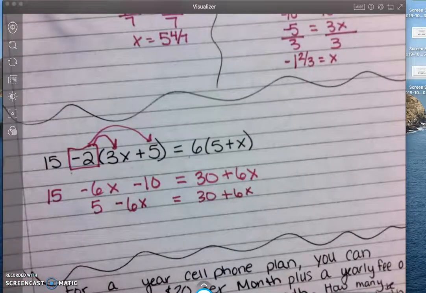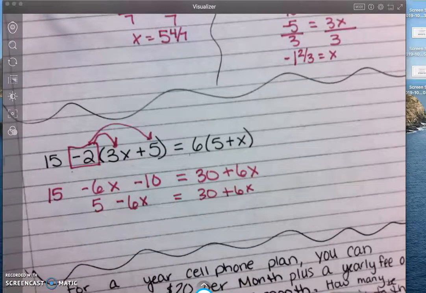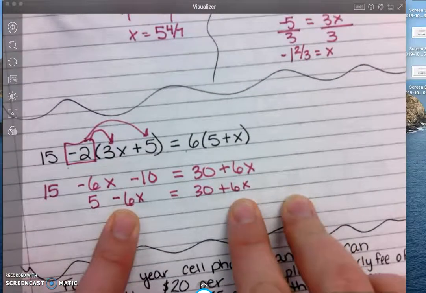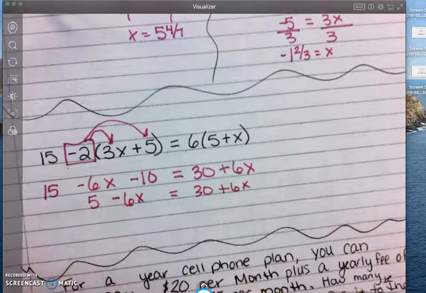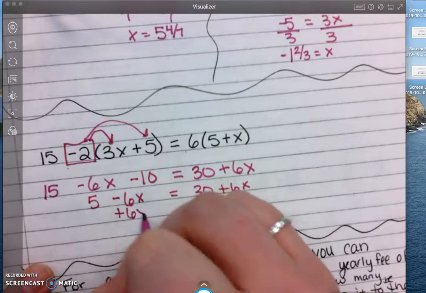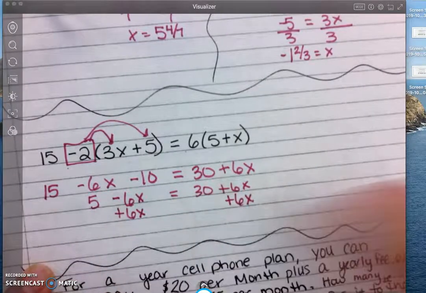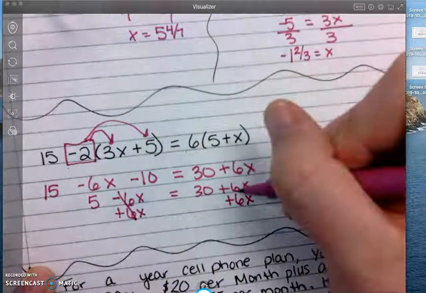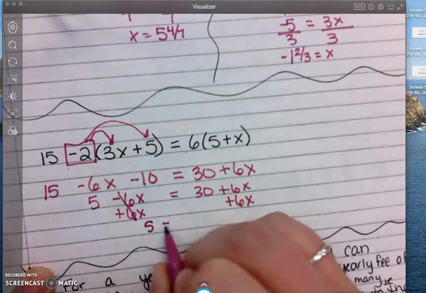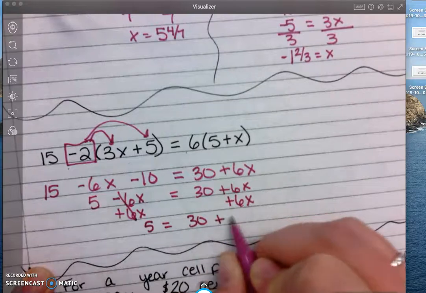Now right away you think, oh, I have 6x on both sides, and you might want to say that's no solution or an identity. No, they're not the same. One's a negative, one's a positive. So I'm going to add 6x on both sides. This will cancel out. This one will not. So 5 equals 30 plus 12x.